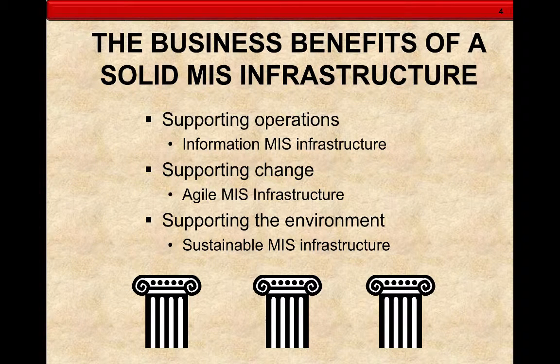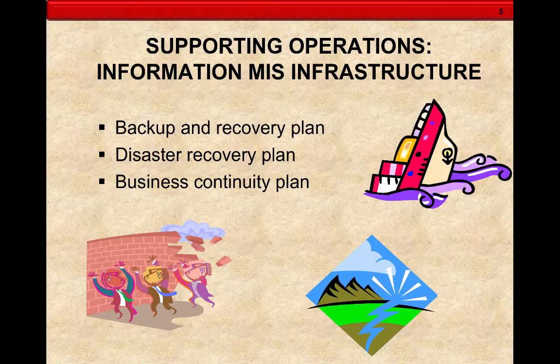So, benefits of having a solid MIS infrastructure include the ability to support operations, to make change quickly and efficiently, and being extremely flexible. That's why they say agile. And also being able to have a sustainable environment where you're not using too many resources to harm the environment, but you're being eco-friendly. So you're using power only when necessary to do a query or a search. And then when it's not necessary, the system goes idle. So that's one sustainability effort.